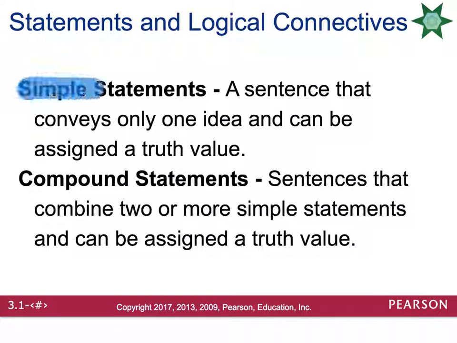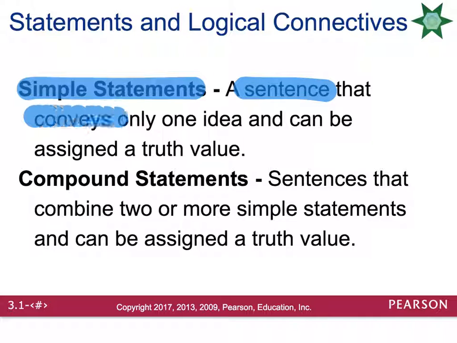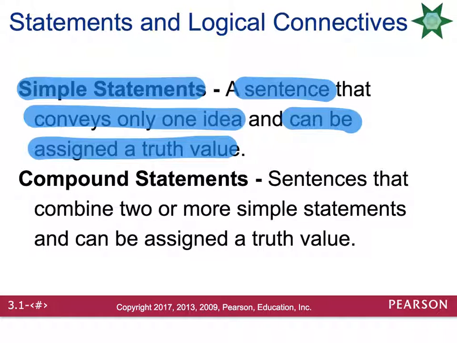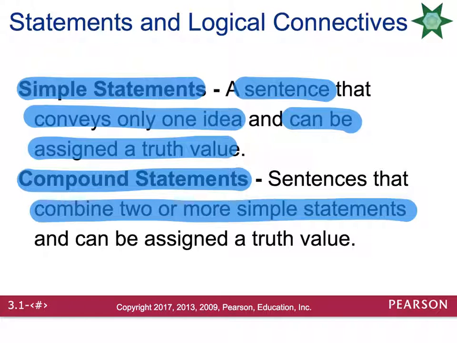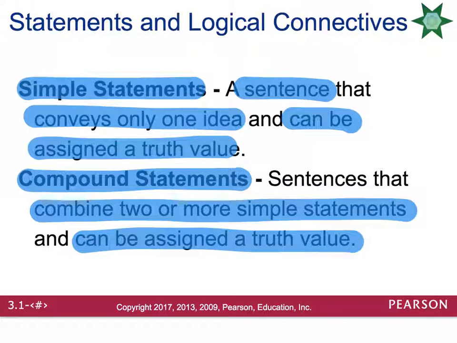We talk about simple statements. That's a sentence that conveys only one idea and can be assigned a truth value. That might be something like the sky is blue. Compound statements are sentences that combine two or more simple statements, and they can also be assigned a truth value. So we could say, the sky is blue and it is sunny out. That would be a compound statement, and it's connected with an and.